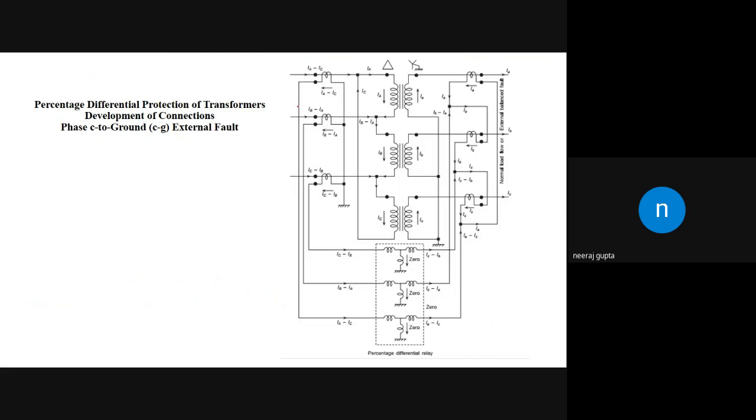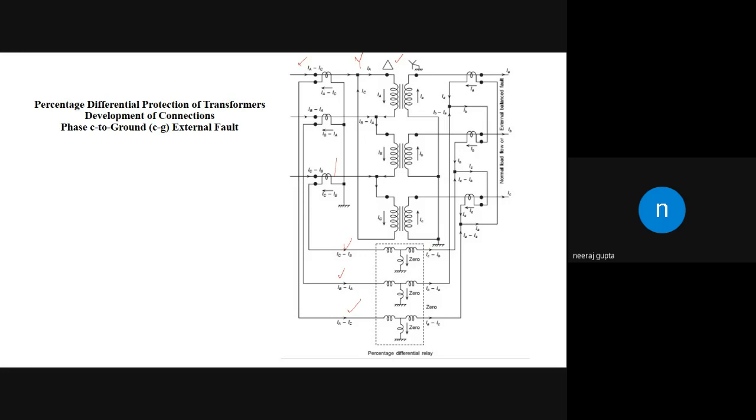Now, after we have installed the CTs, as we know that this is a delta, we have to connect the CTs here in star. So what is star? All the points are connected together. Here we have this one, here this one, and here this one. So these are connected in star. The current that is flowing is IA minus IC, then IB minus IA and IC minus IB.